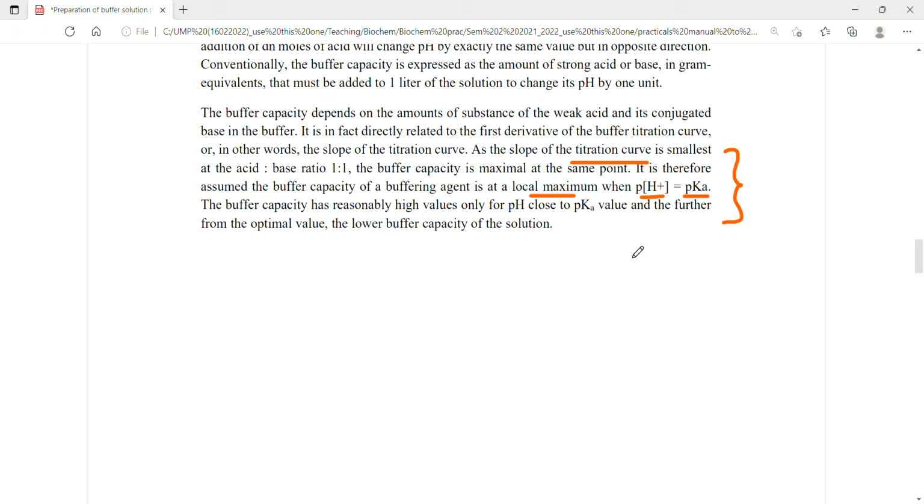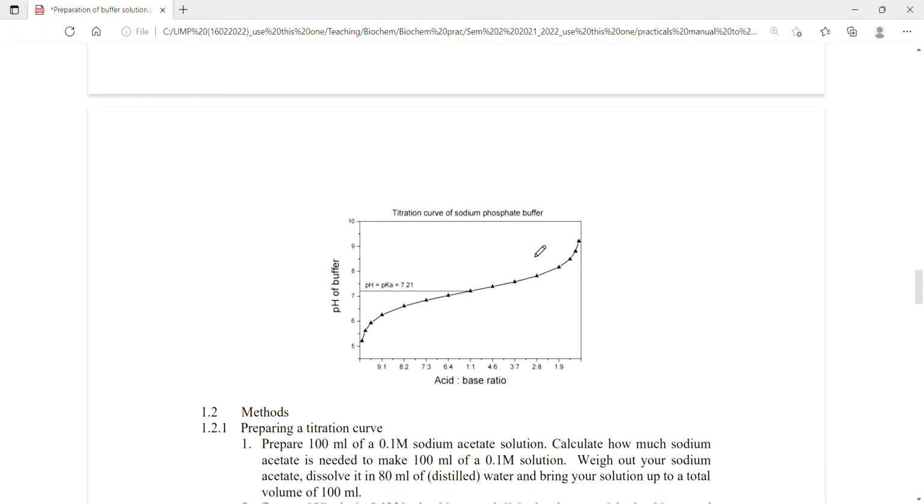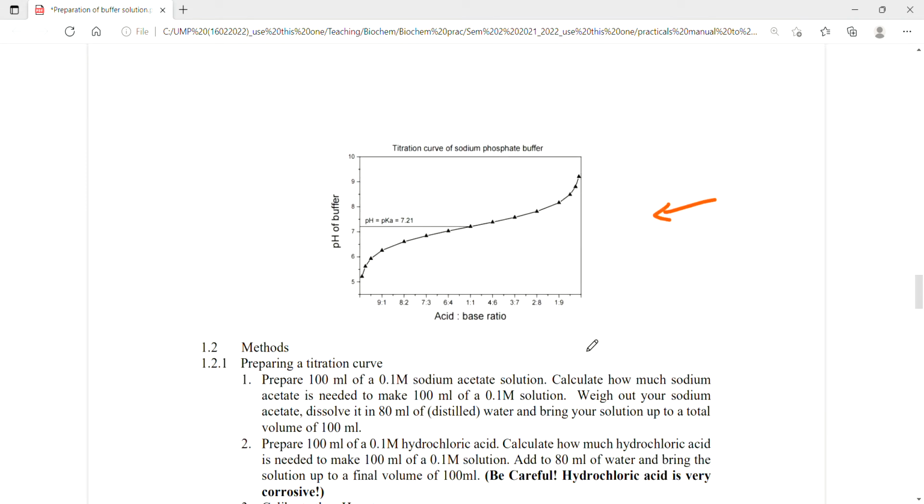Let me demonstrate what this means, but before that, I want to read this statement here. The buffer capacity has reasonably high values, that means it's highest when the pH is close to the pKa value. So let's look at this titration curve. Here they put acid on this side followed by base on this side, and this is the type of curve they obtained for the sodium phosphate buffer.